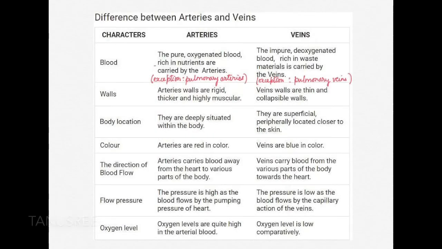Last day, children, we had been studying about the structure of the arteries, veins and the capillaries. Today we'll be continuing with the chapter and concluding it. So let us look into the differences between arteries and veins.